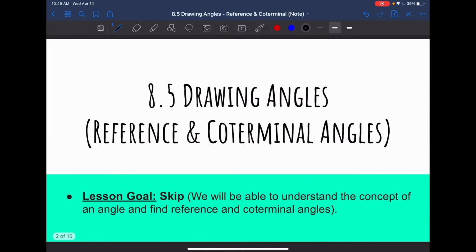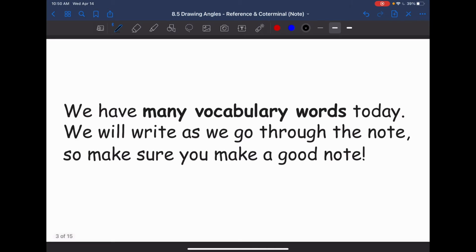Okay, so today we did 8.5 drawing angles, and then we learned something called reference and coterminal angles. Lesson goal I tell you guys to skip. We'll be able to understand the concept of the angle and find reference and coterminal angles today. And we have so many vocab words, like a new word. So we will write as we go through the notes. So make sure you make a good note, okay?